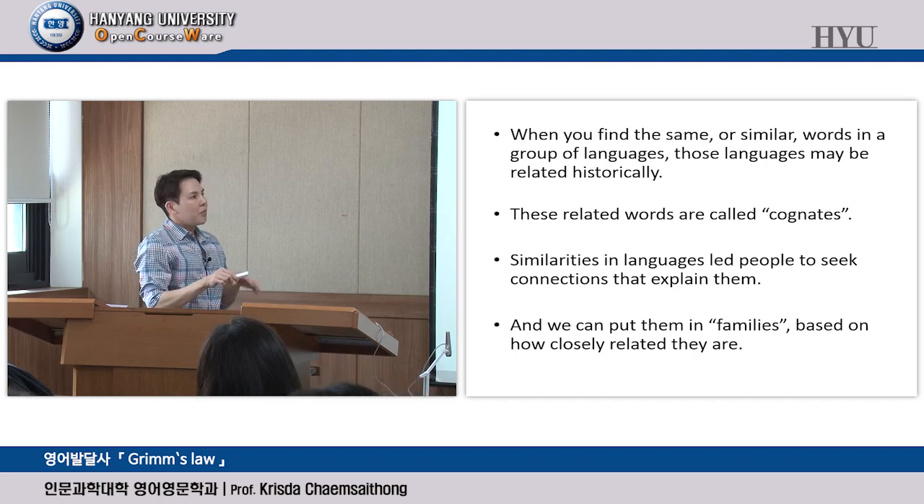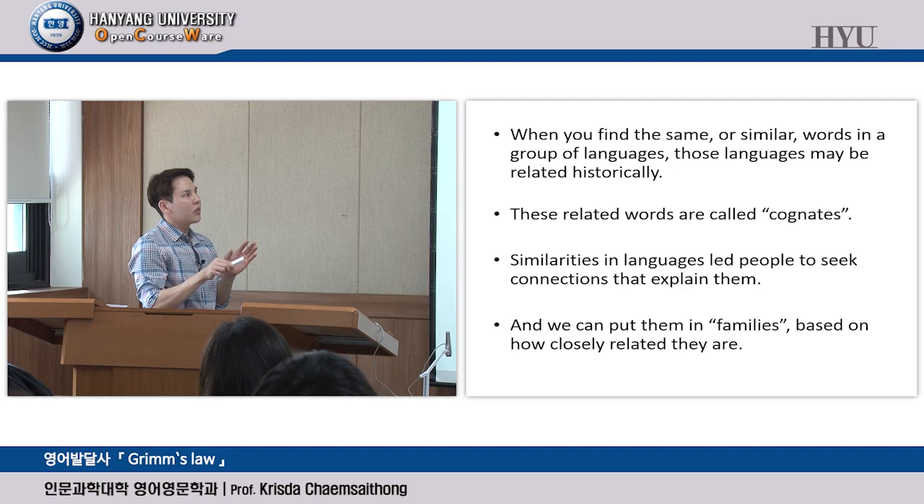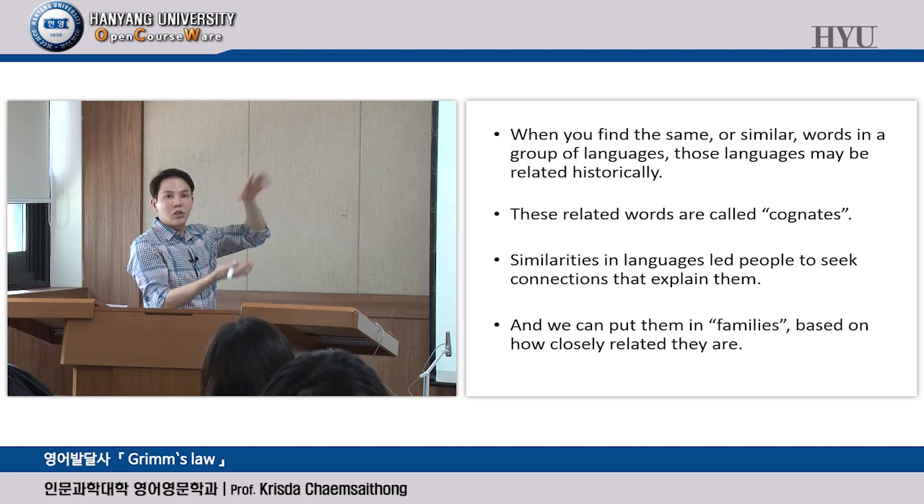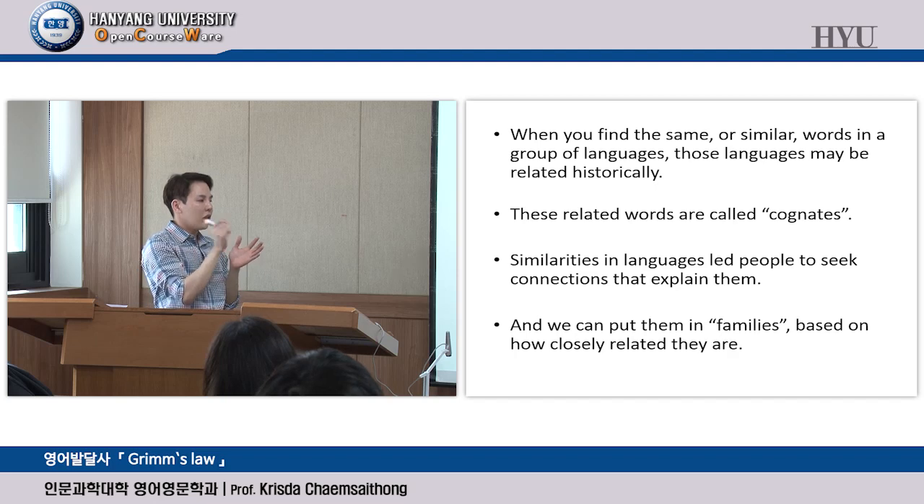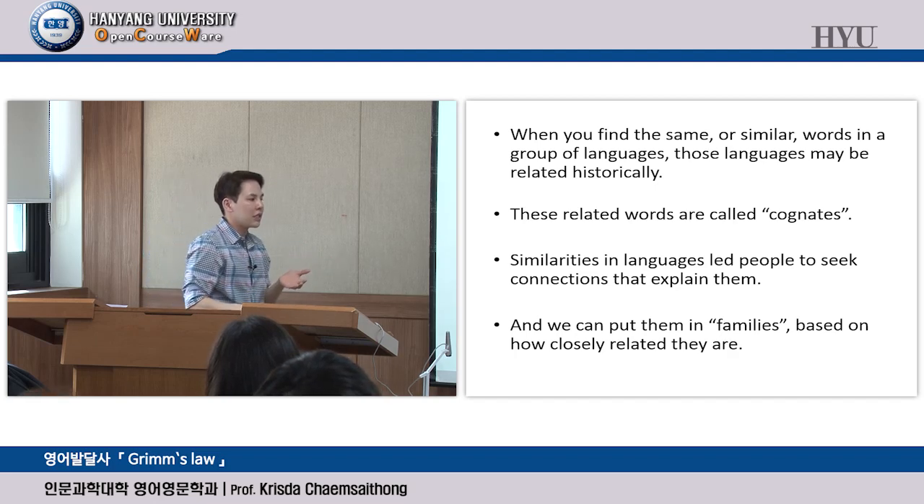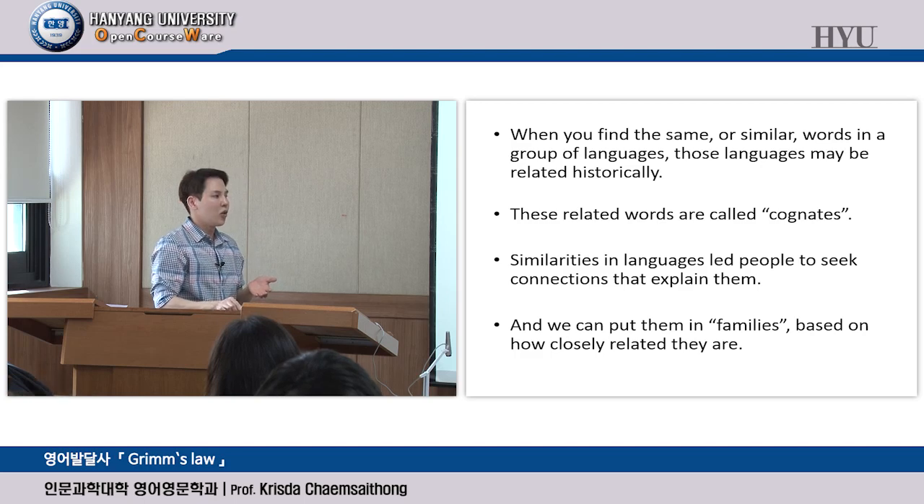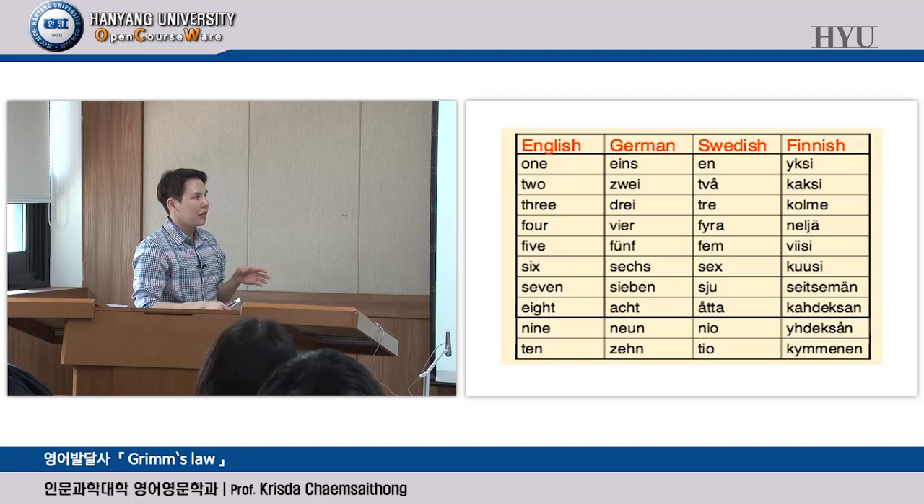So people like Sir William Jones are interested in similarities. They think that languages are related historically, meaning one language originates from another language, right? So they are related in that sense, not in the sense of borrowing. So when they compare different words, compare similarities and differences, they put them in families, word families, just like how we put people in different families.